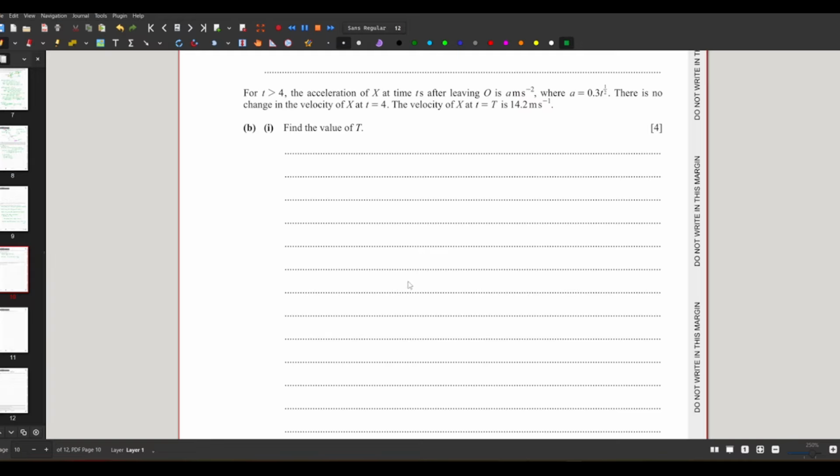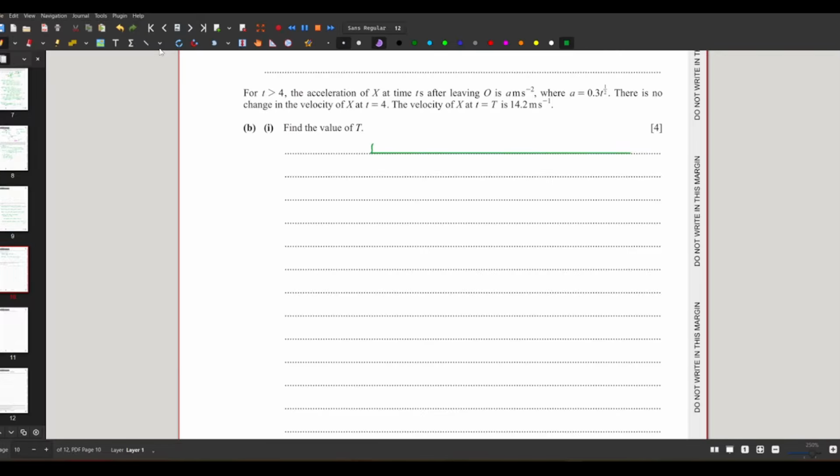Okay. For t greater than 4, the acceleration of x at time t after leaving O is a, so they gave you the acceleration equation. There's no change in velocity at x, right? The velocity of x at time capital T is 14.2. Find the value of T. So for this one, I will just quickly make a small sketch for you to understand it better.